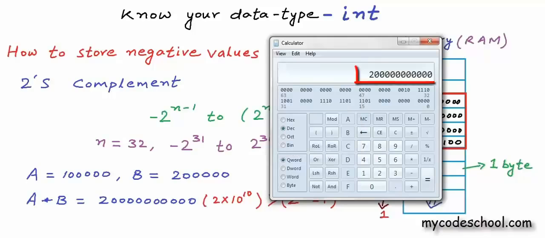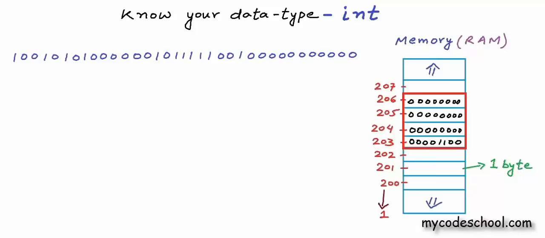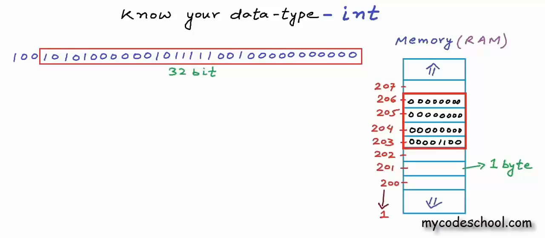Now I have entered 2 into 10 to the power 10 here, and I'll convert this to binary. I need to click on this binary bin radio button here. So this is 2 into 10 to the power 10 in binary. Now I have written 2 into 10 to the power 10 in binary here. We have 35 bits here. What I'll do is I'll ignore the 3 most significant bits and I'll calculate the value of these 32 bits.